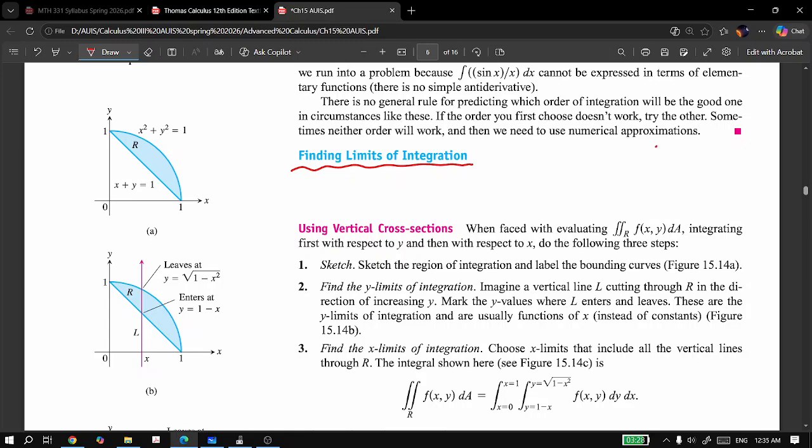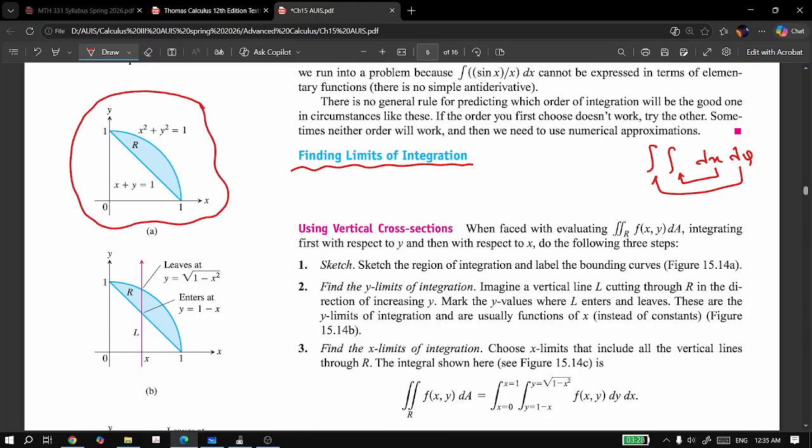So if the integral that we have is dx dy, how do we find the limit of dx, and how do we find the limit of y? Or if the order of integration is dy dx, how do we find the limits of that integration? Of course, the region is given to us verbally. These steps are explained on this region. What is that region? This region is between the function x plus y equal to 1 and the function x squared plus y squared equal to 1. So this region is between those two functions.